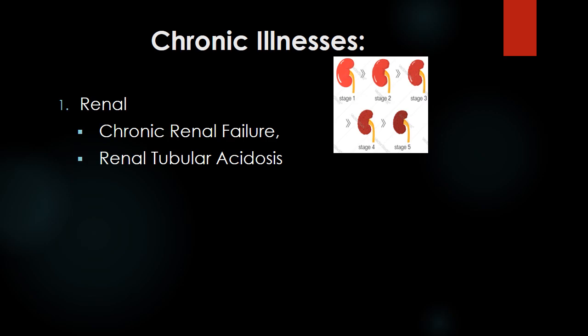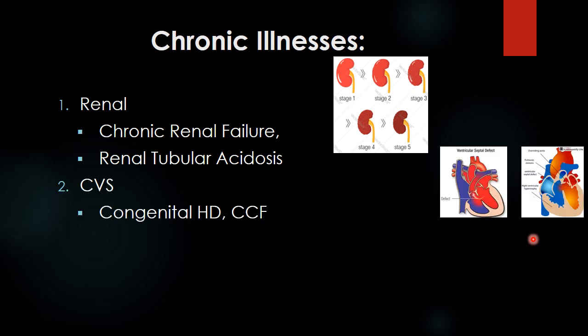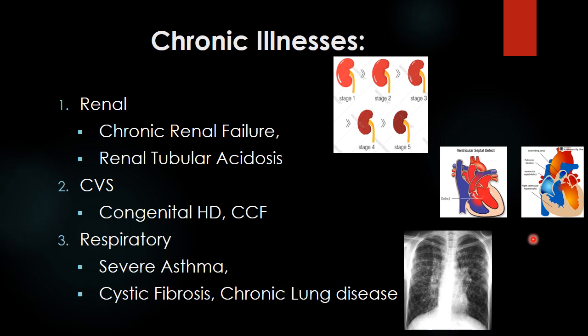As far as chronic illness is concerned, short stature can result because of chronic kidney disease, other chronic kidney disease problems like renal tubular acidosis, cardiovascular diseases like congenital heart defects or congenital myopathies, cardiomyopathies leading to congestive cardiac failure, respiratory problems like severe asthma, cystic fibrosis, and chronic lung disease.